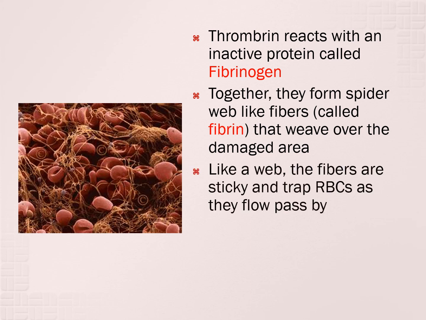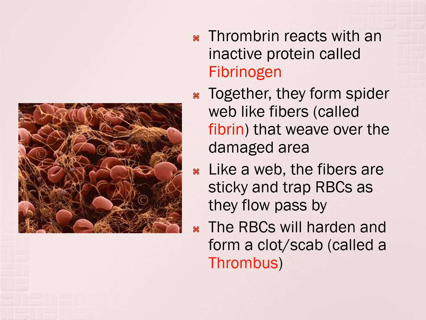Like a web, the fibers are sticky, and they're going to trap your red blood cells as they pass by. That will harden and form a clot or a scab, and that's what's called a thrombus. So you can see thrombocyte, prothrombin, thrombopoietin, all these have to do with blood clots. Now remember, the only time you should form a blood clot is when you actually have damaged a blood vessel. So a good blood clot is called a thrombus.